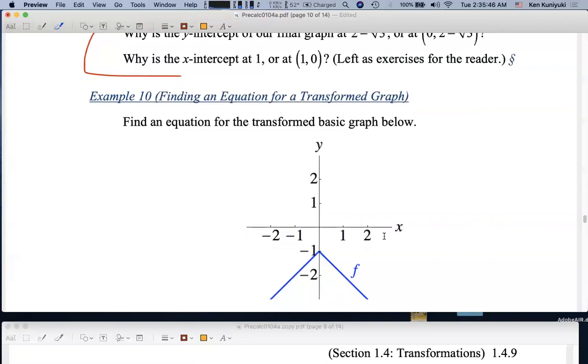Now, to be fair, in chapter 1, I'm only going to give you graphs that can be obtained from one of our basic graphs through rigid transformations. However, in chapter 4, that's going to change. In chapter 4, in trigonometry, we're going to look at non-rigid transformations like stretching and squeezing. But here in example 10, find an equation for the transformed basic graph below, where the transformations are all rigid.